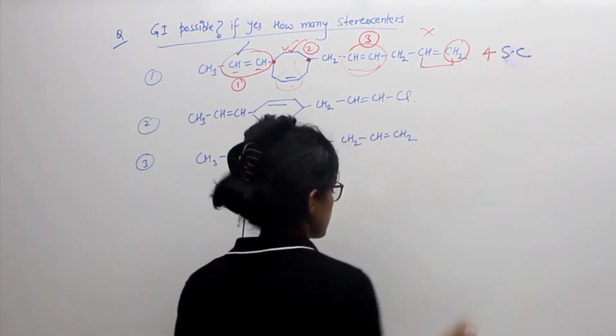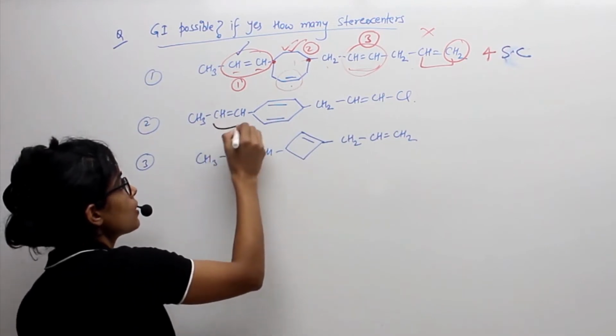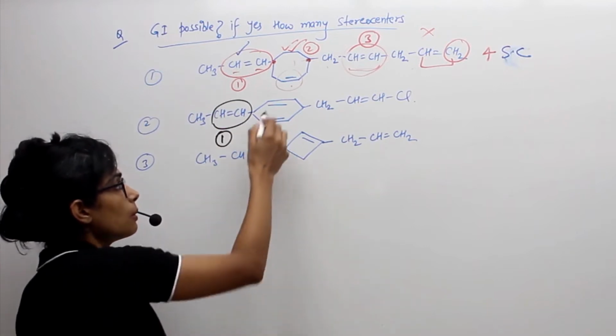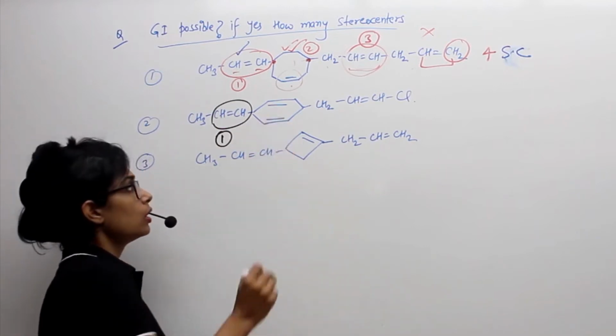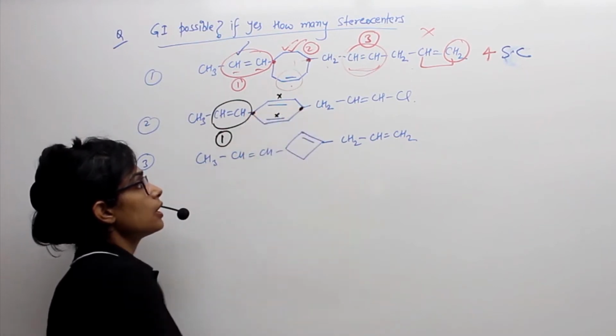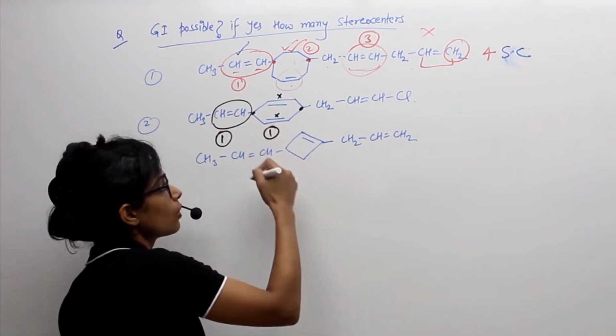So 4 stereo centers. Let me bring a different color pen. Next, question number 2. Will this show GI? Yes, 2 different groups are present, so 1 stereo center is this. Will the double bond inside this ring show GI? No. These double bonds will not show GI. Will these 2 sp3 carbons having 2 different attachments show GI? Yes. So 1 stereo center is your ring.